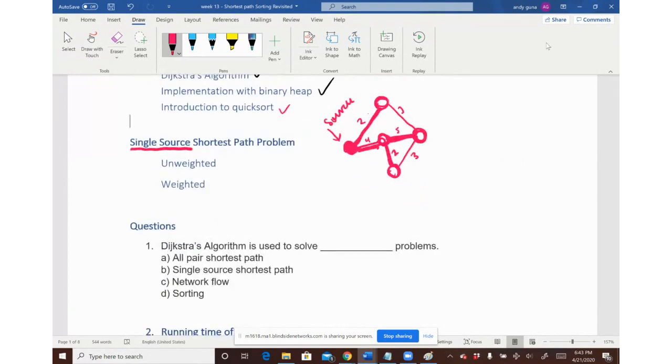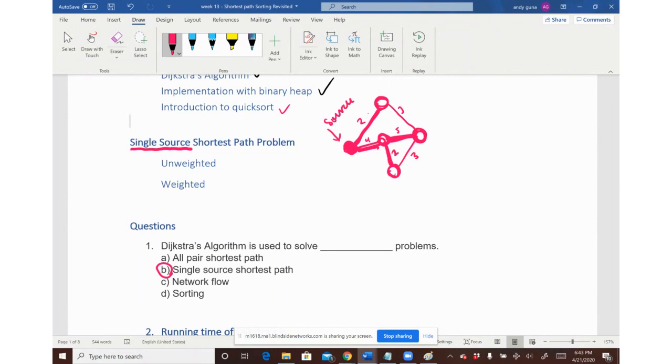Let me turn on the poll. Okay, so let's try to answer the question. Dijkstra's algorithm is used to solve which problem? Is it the all pairs shortest path, single source shortest path, or network flow? Clearly, I may have given you the answer from what I just discussed, right? Anyway, it's really the single source shortest path, okay? So I didn't have to wait for everyone to respond.